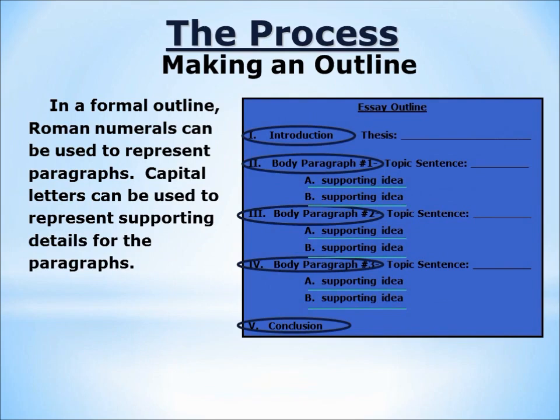Here's the process for making the outline. In a formal outline, Roman numerals can be used to represent paragraphs. Capital letters can be used to represent supporting details for the paragraphs. You'll notice that the introduction, body paragraphs 1, 2, and 3, and the conclusion are all marked with Roman numerals. And then the supporting ideas are marked with A and B and so on.